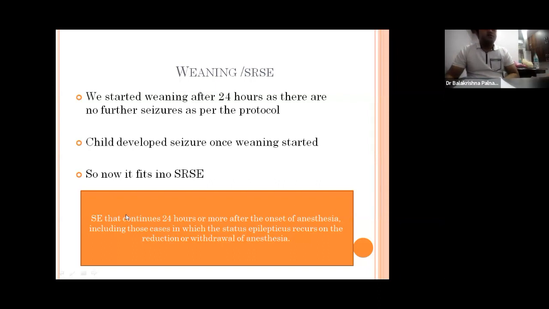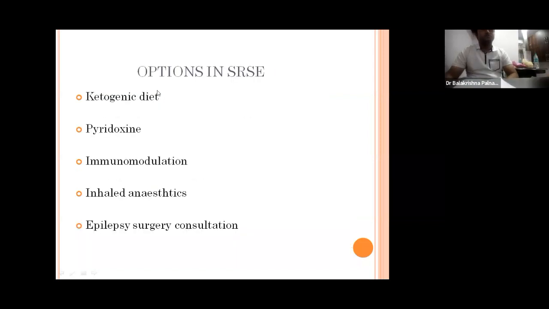So what now? The child is fitting into super refractory status epilepticus. So what does that term mean? Any status epilepticus that continues 24 hours or more after the onset of anesthesia, including those cases in which the status epilepticus recurs on reduction or withdrawal of anesthesia. So definitely we have started anesthesia, and now the status epilepticus recurs with the reduction or withdrawal of anesthesia. So what are the options in super-refractory status epilepticus? Ketogenic diet, pyridoxine, immunomodulation, inhaled anesthetics, and epilepsy surgery consultation.